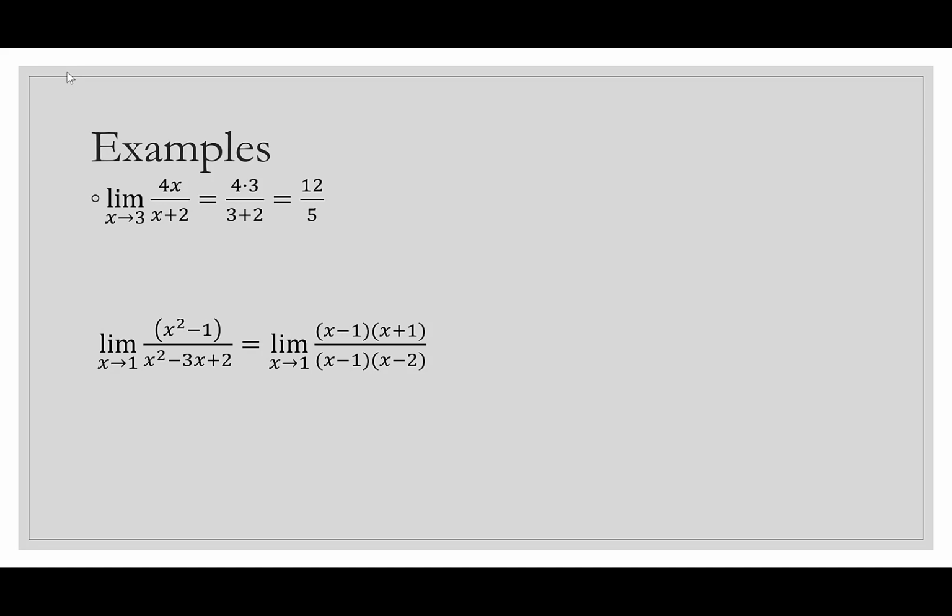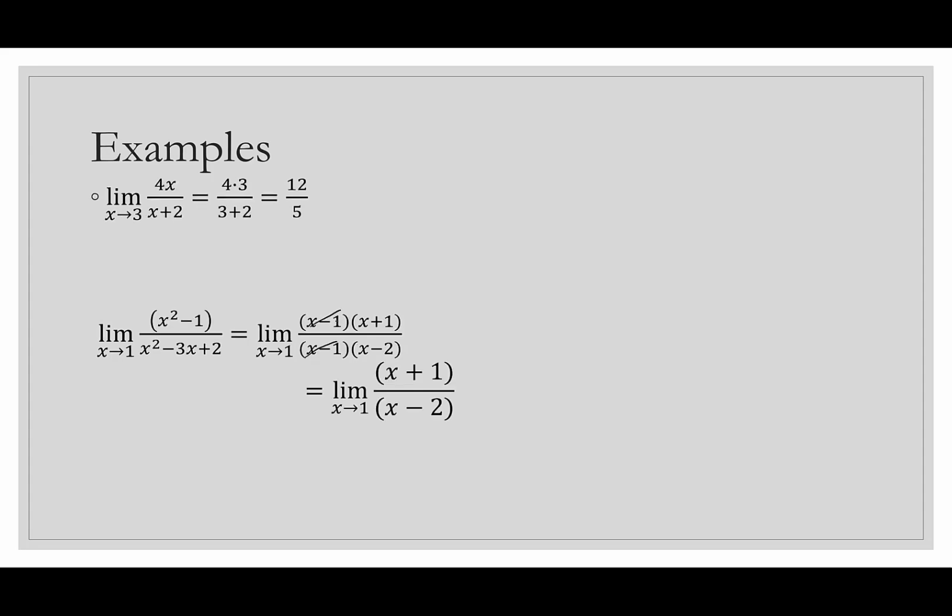So looking at it is factoring. X squared minus 1 is x minus 1 times x plus 1. X squared minus 3x plus 2 is x minus 1 times x minus 2. Notice I have an x minus 1 twice. I'm going to cancel, cancel. When I cancel, I have x plus 1 over x minus 2 remaining. Now I can plug in 1. So 1 plus 1 is 2, 1 minus 2 is negative 1, and that gives me a value of negative 2.